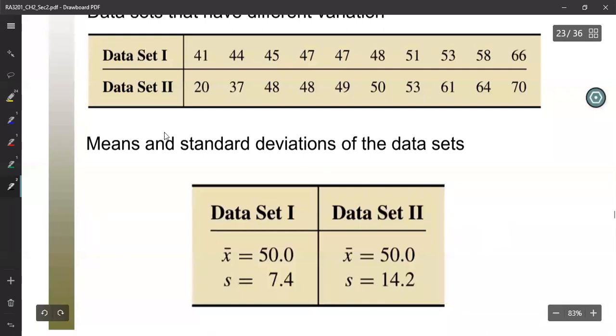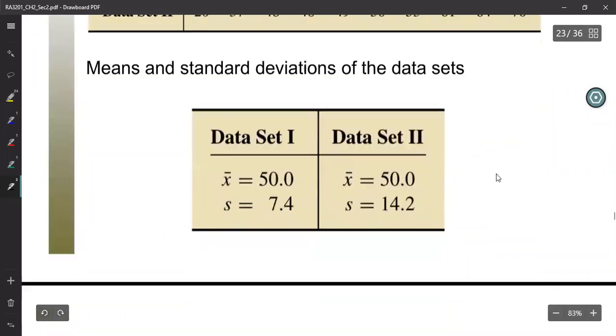You can see it by looking at the data also. The minimum of the second data set is 20 and the maximum is 70, but the values of data set 1 are gathered between 41 and 66. On the other hand, the second data set spans from 20 to 70, so that span is bigger compared to the first one. So there can be data sets that have the same mean but different standard deviation, that means different variability.